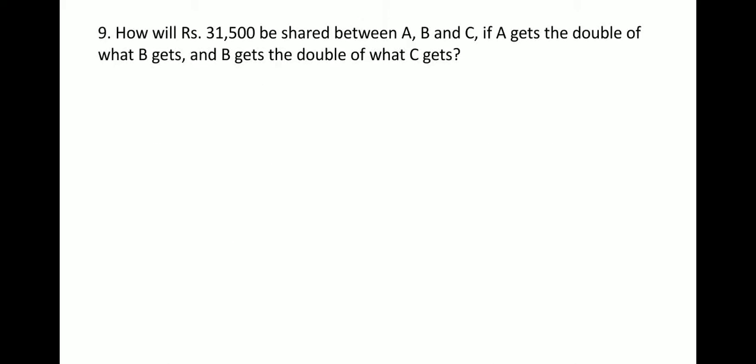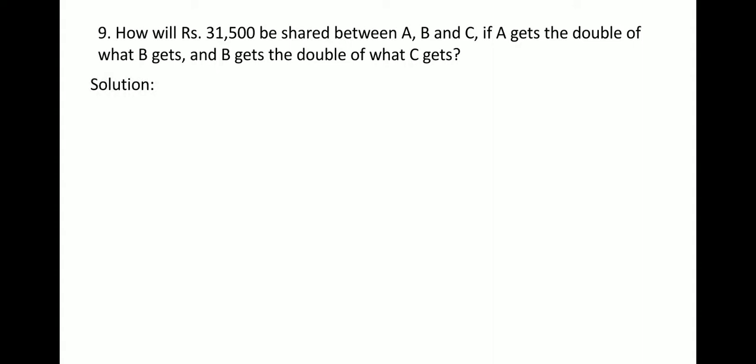Next is question number 9. How will rupees 31,500 be shared between A, B and C if A gets the double of what B gets and B gets the double of what C gets? So here A gets the double of B and B gets the double of C.